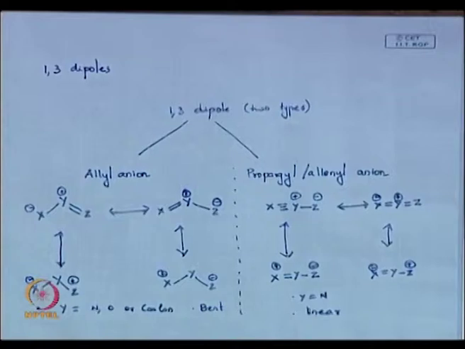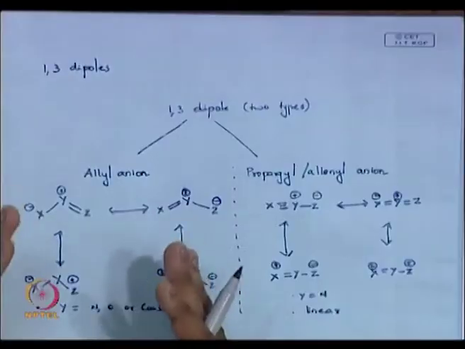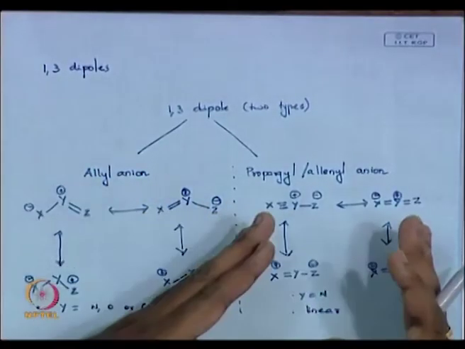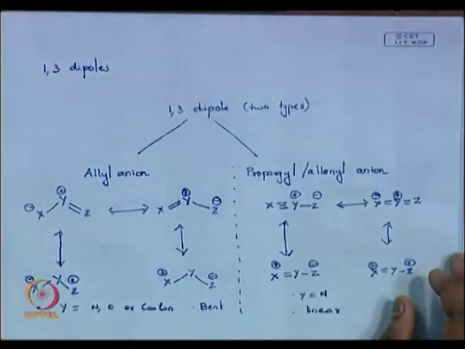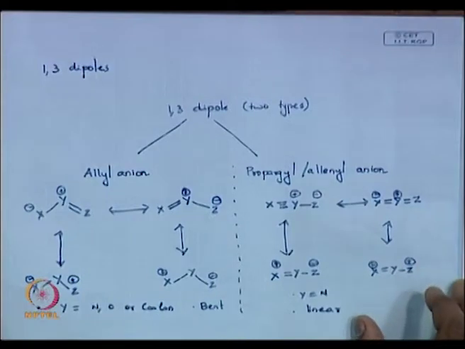So that is how your 1,3-dipoles come in two types. One is allyl anion, another is propargyl anion. The allyl anion is more like a bent structure, and your propargyl anion is more like a linear structure. These are the two major types of 1,3-dipole. Now, there are many classifications of allyl anions and many good classifications of propargyl anions. I will just take you through some important classifications of allyl anions.